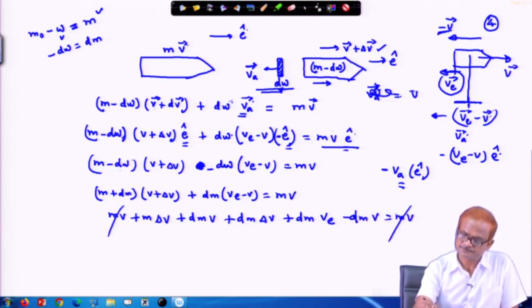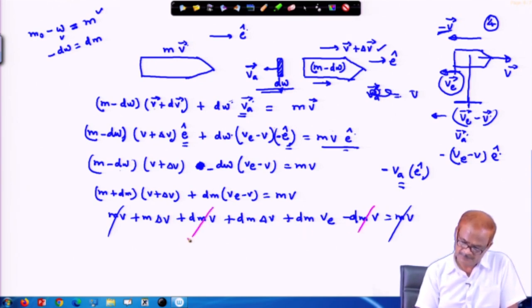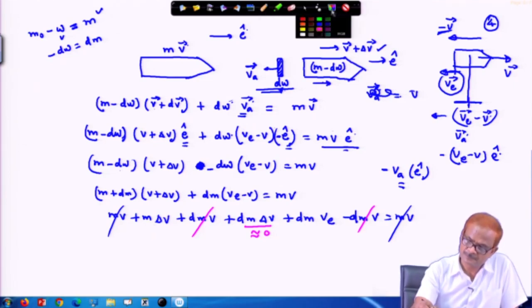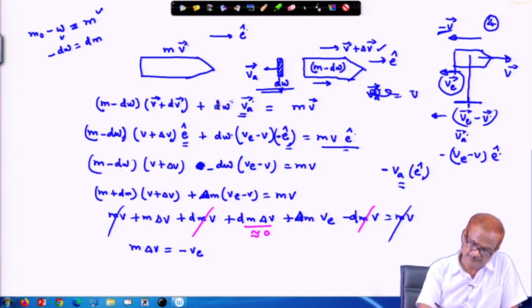This cancels out, and then minus dm v drops out. The term dm times delta v is of second order, so it is nearly 0 as compared to the other terms. Therefore, we drop this term, and we get m delta v equal to minus V times delta m. Here we should have written delta w in all the places. It is okay, delta w or dw, whatever you want to write.